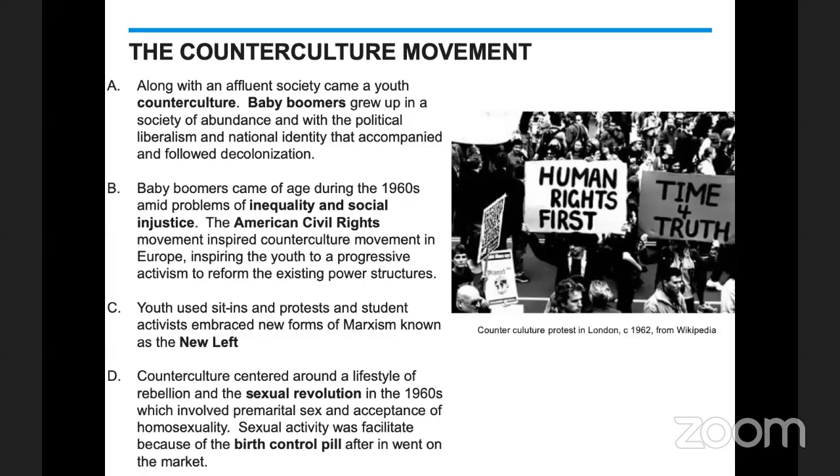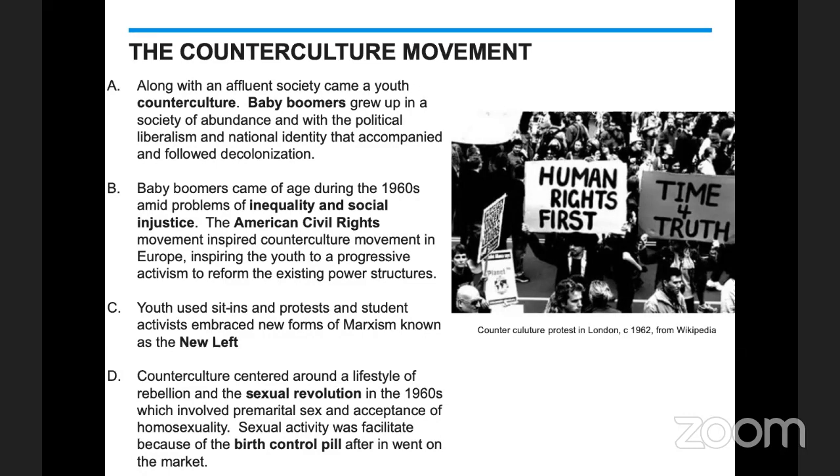Okay, so you mentioned baby boomers. We're going to talk for a minute about the counterculture movement. That is really the baby boomers who come of age, and along with an affluent society will come this youth counterculture. Baby boomers grow up in a society of abundance. They're surrounded by political liberalism and these ideas of national identity that accompanied and followed decolonization.